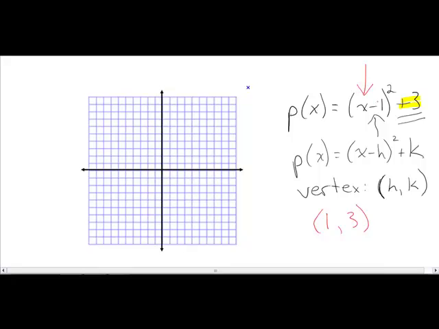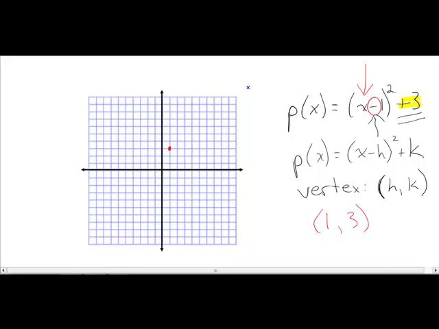Because if this sign right here is a minus sign, that's actually a shift to the right, not to the left. I know on the end, if it's a minus sign, it means down. But when we're talking about horizontal shifts, if there's a minus sign inside those parentheses, that's a shift to the right. So if I go to 1, 3 and make a point, there's my vertex.